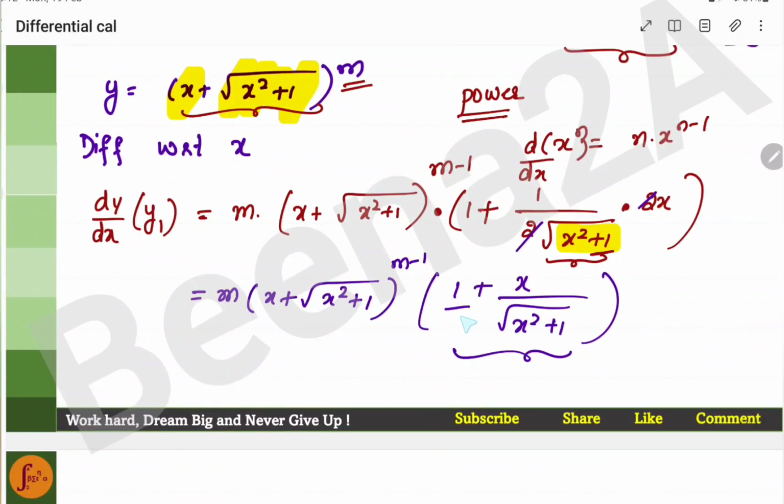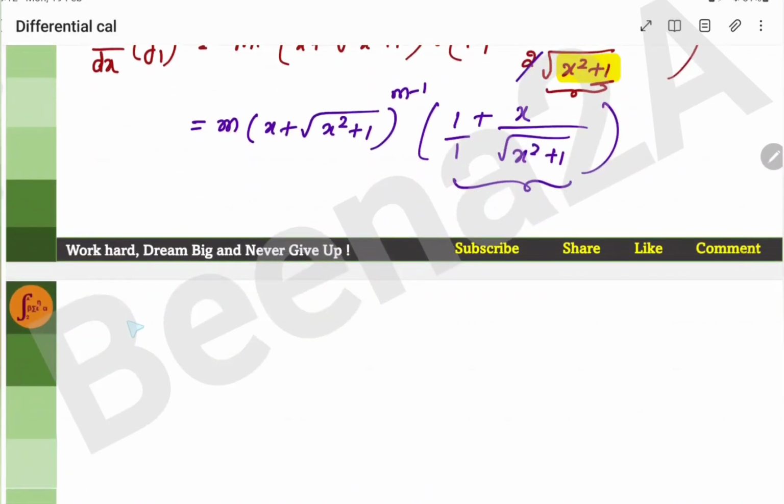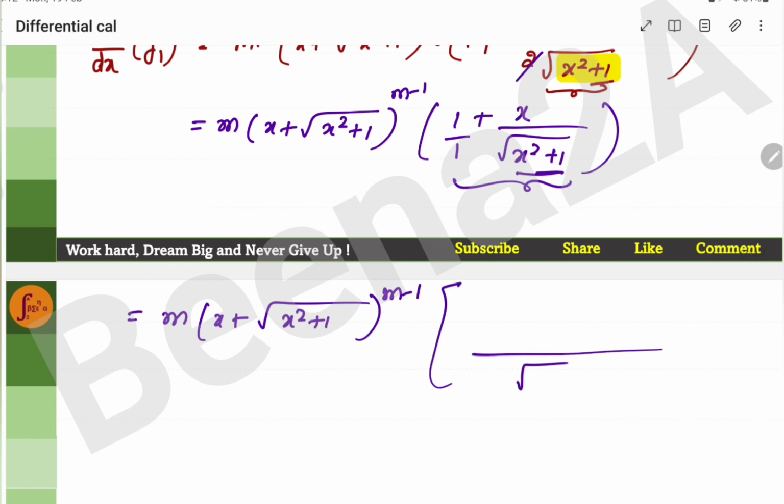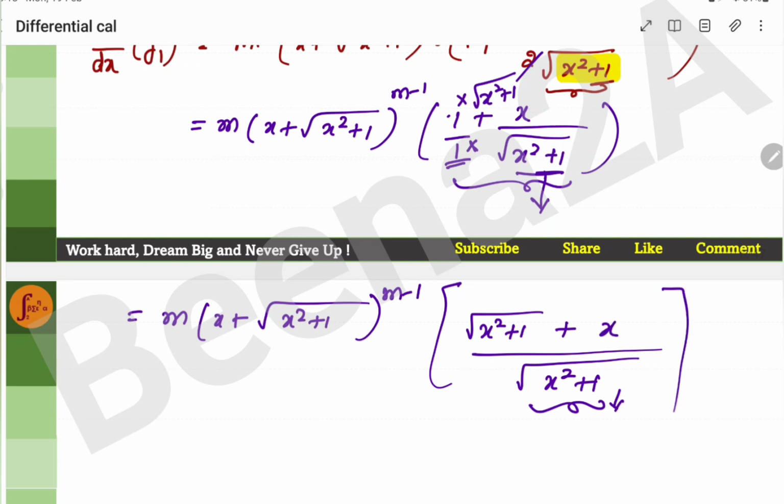Now we'll take the LCM for this portion. I'll just copy this as is. If I take LCM, LCM would be root of x square plus 1. And here there is 1. You have to multiply with some number so that you get this LCM back. So what should I multiply 1 with? You should multiply with this root of x square plus 1. Only then you're going to get this LCM. So I have to multiply the numerator with root of x square plus 1. So 1 into root of x square plus 1 is root of x square plus 1. And then here you have the LCM itself. The denominator is same as LCM, so you don't have to multiply anything. You just copy this numerator as is.